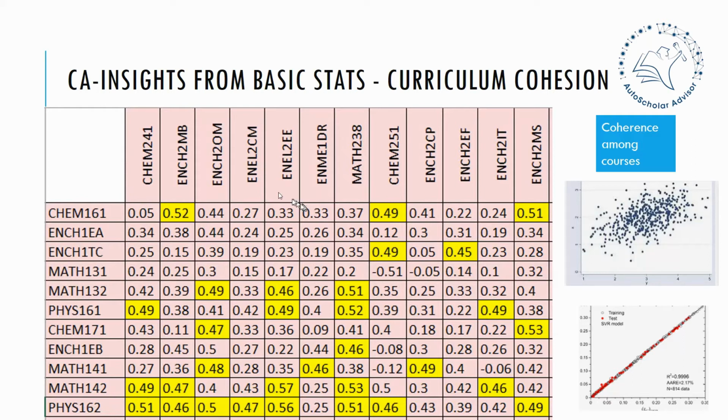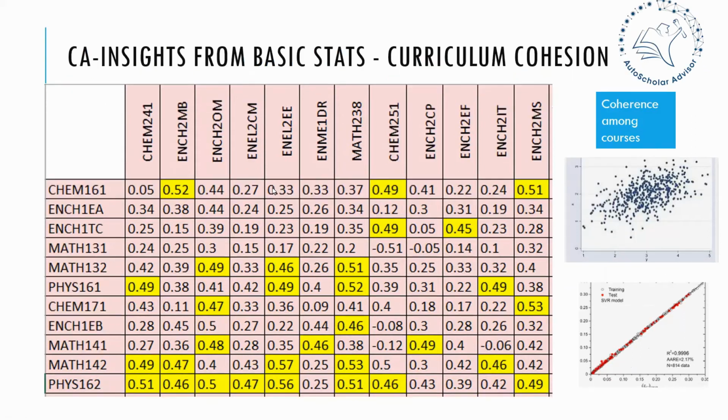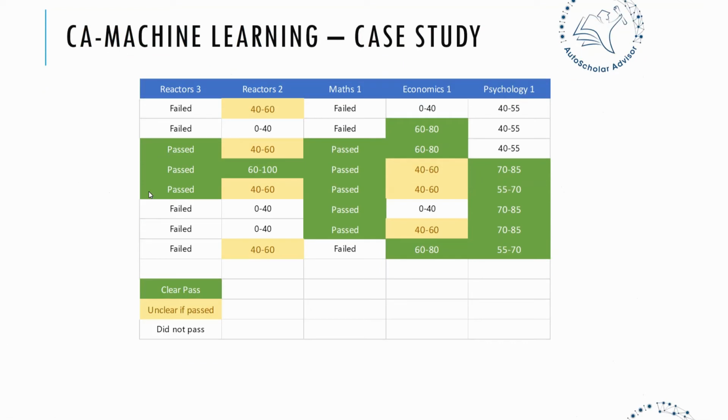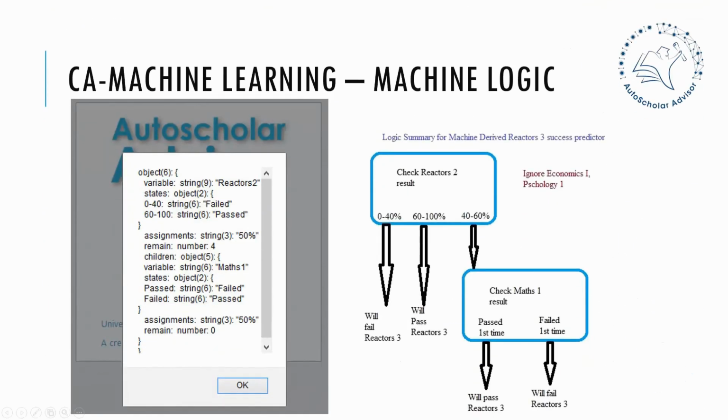Now let's look at predicting whether students will pass or fail. In this data set, we would like to create a model which will predict whether a student will pass or fail this course, Reactors 3, given the results in Reactors 2, Maths, Economics, and Psychology. This data has no obvious correlation. This is complicated and more like a scatter. However, using the decision trees method from machine learning, we can create a model which perfectly captures this data.